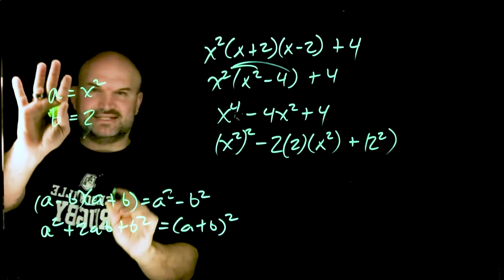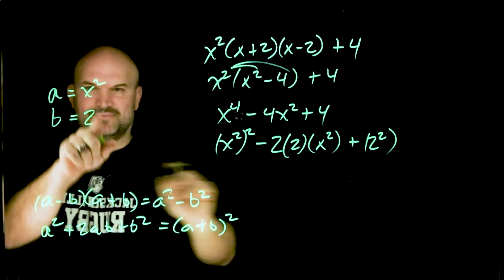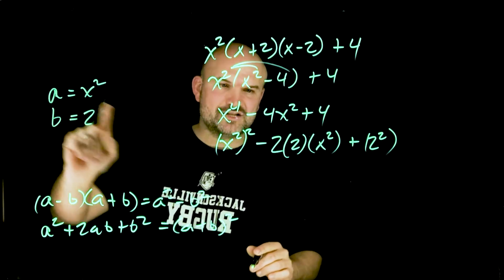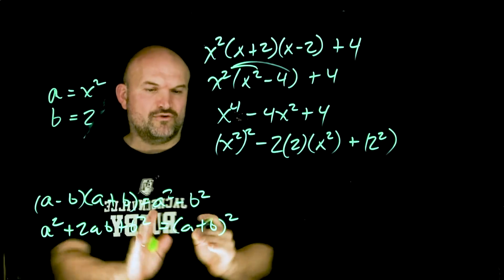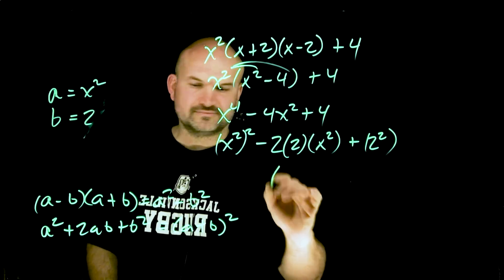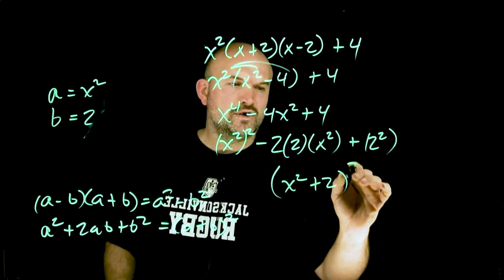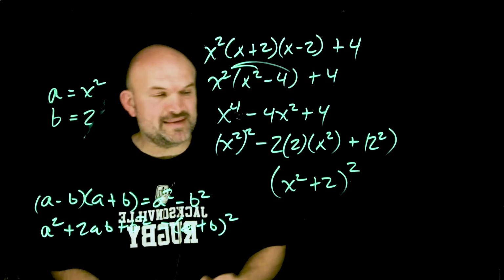But you can see, in this case, my a is going to be x squared. Yeah, I was confusing the x squareds. So my b is that 2, and there's that x squared. Now you can see it's written in this format. I can now rewrite this as a plus b squared, so that's going to be x squared plus 2 quantity squared, which you can see is going to be answer A.